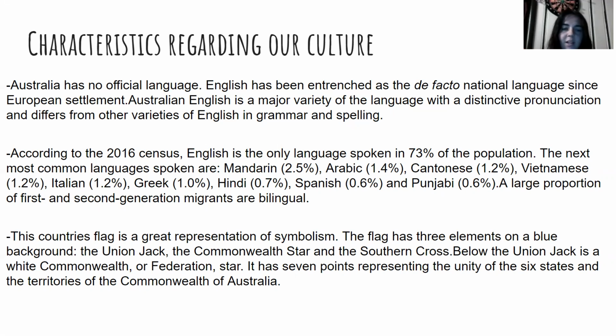This country's flag is a great representation of symbolism. The flag has three elements on a blue background: the Union Jack, the Commonwealth Star, and the Southern Cross. Below the Union Jack is a white Commonwealth or Federation Star. It has 7 points, representing the unity of the 6 states and the territories of the Commonwealth of Australia.